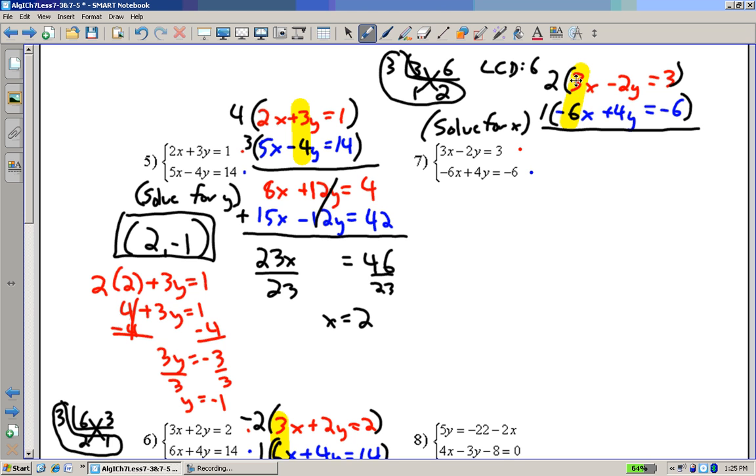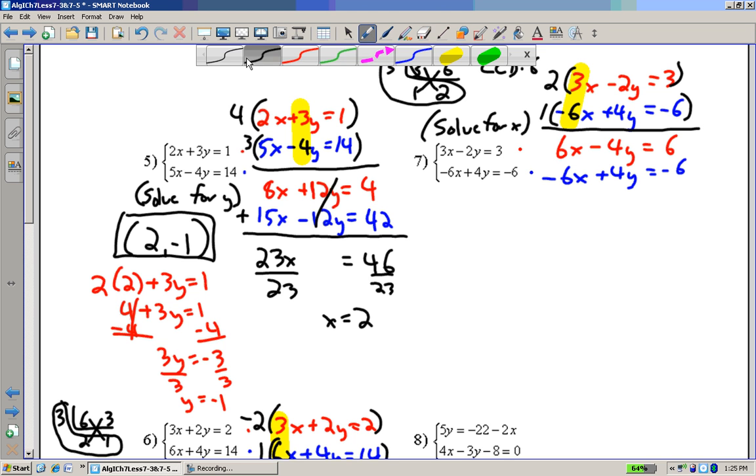Now this one's already opposite. This one, well, I shouldn't say that. This is a different sign. This is negative and this is positive. So we should end up with the opposites without having to multiply by a negative. So let's go ahead and do the multiplication here. Okay. Now, as I multiply this, I found that we have opposites here, so we can go ahead and add.